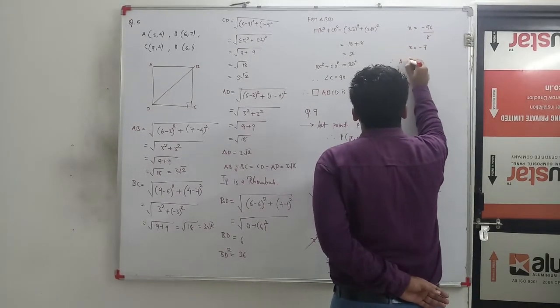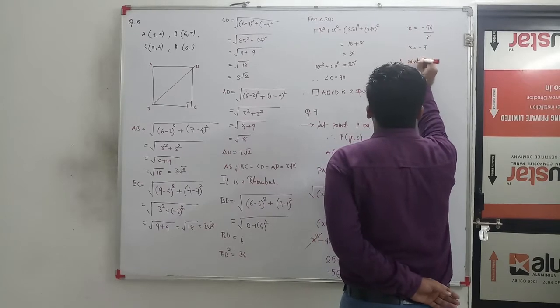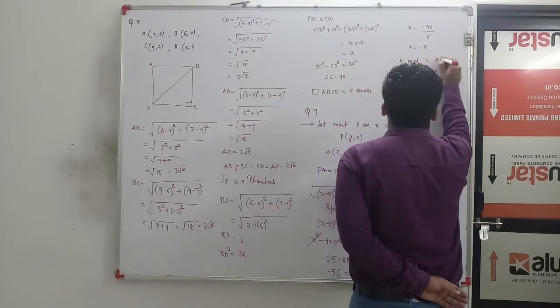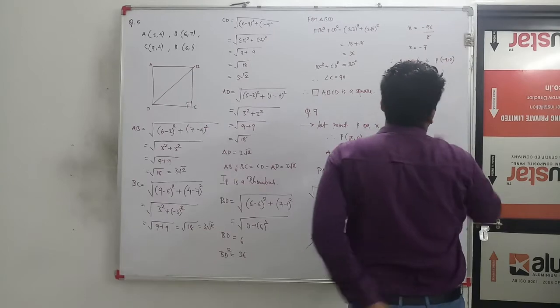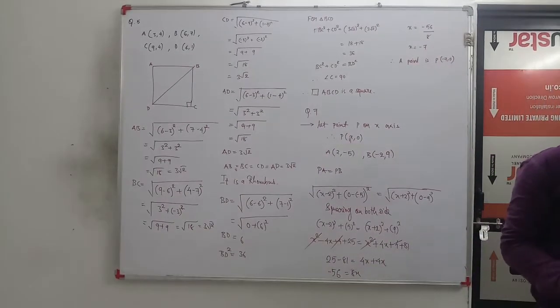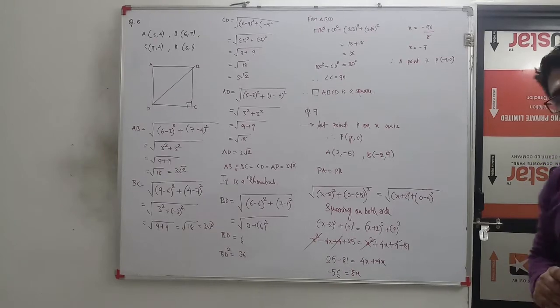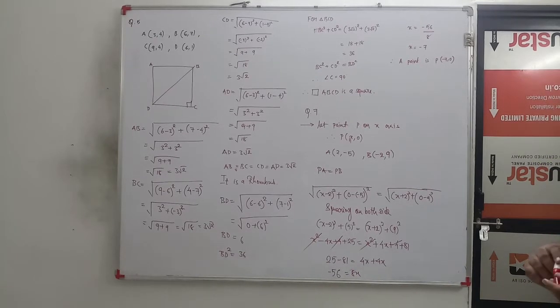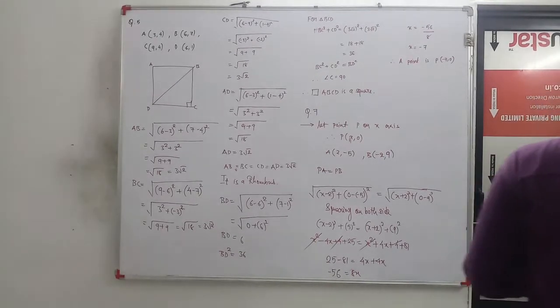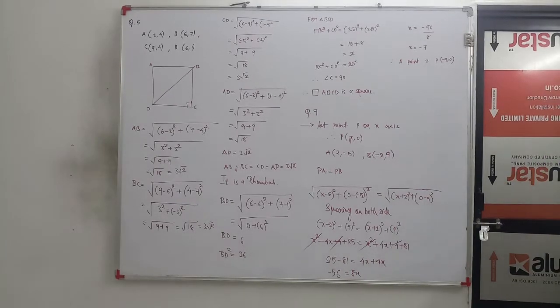Therefore, the point is P (-7, 0). (-7, 0) is the point that is equidistant from A and B. So this is the way you need to solve question number 7. Let me see question number 8.